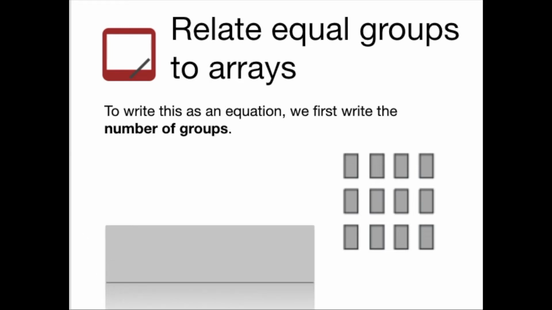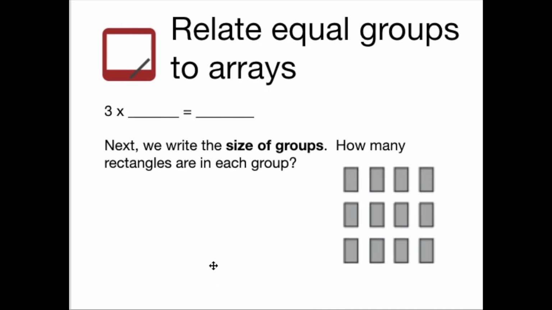To write this equation, we must first write the number of groups. Well, from the last slide, we know that there are 3 groups. Next, we write the size of the groups. How many rectangles are in each group? So we have 3 groups, and now we have to write the size of the groups. 3 groups times how many in each group? 1, 2, 3, 4. Oh, right, there's 4 in each group.